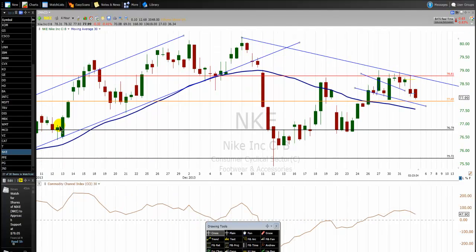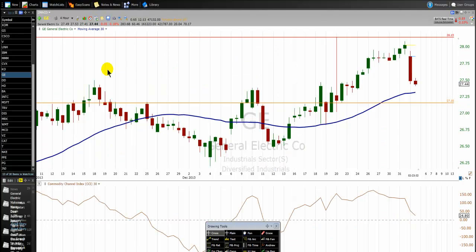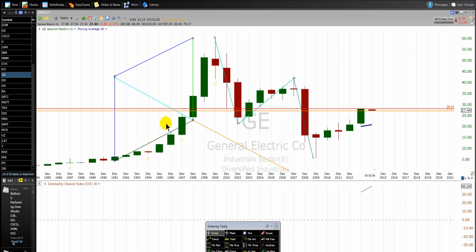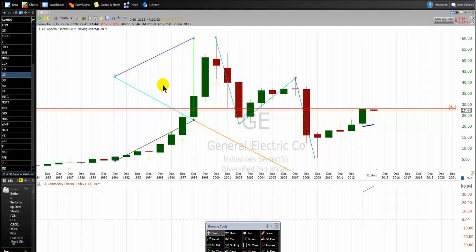The next financial instrument that we're going to discuss is General Electric. We're going to go now again on a yearly chart. What are we looking for? We are looking for a valid setup.